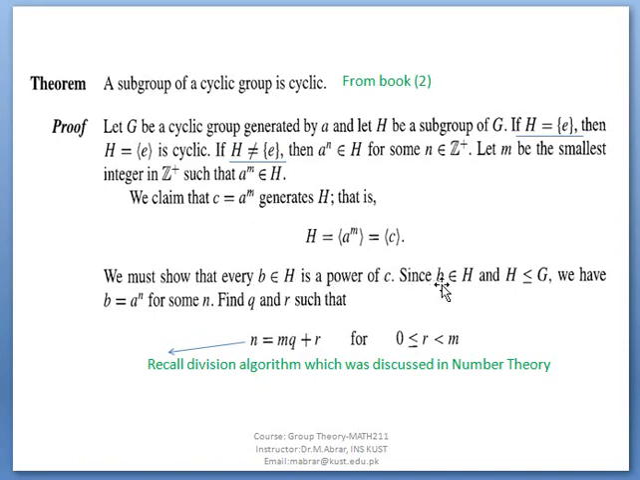Since b belongs to H and H is a subgroup of G, b can be written as a power of a, say a^n, for some n. So by the division algorithm, there exist integers q and r such that n is equal to mq plus r, and definitely r is less than m.